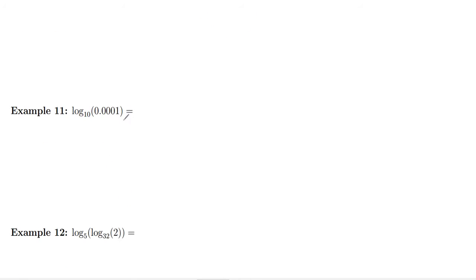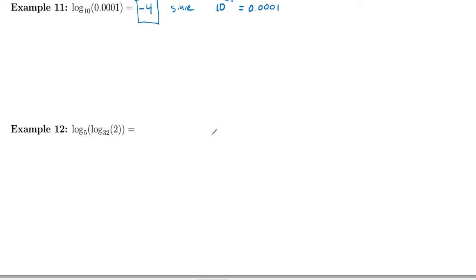10 to what power gives us 0.0001? Well, this would be -4, since 10 to the -4 would be 0.0001. All right, so let's look at this one systematically. So log base 5 of log base 32 of 2. So let's look at the inside first.